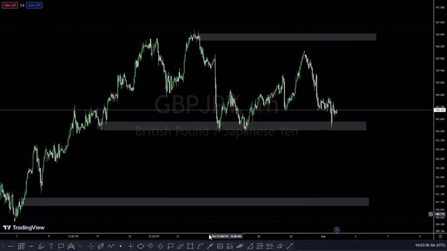If you are looking for buying opportunity, you assume this is our support and price is selling from up here. Gradually, it's coming down, selling, creating lower lows and lower highs, till price taps into our support. If you want to buy with confirmation, that does not mean you should start buying from here immediately because it is support. No, you need a confirmation.